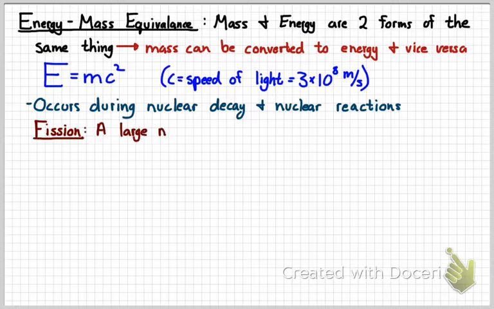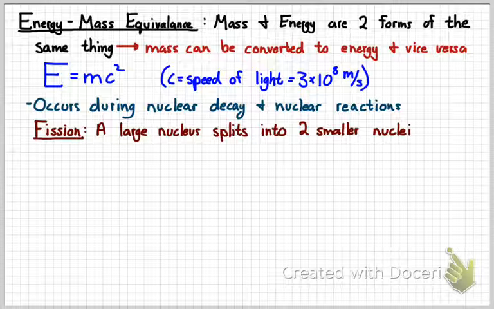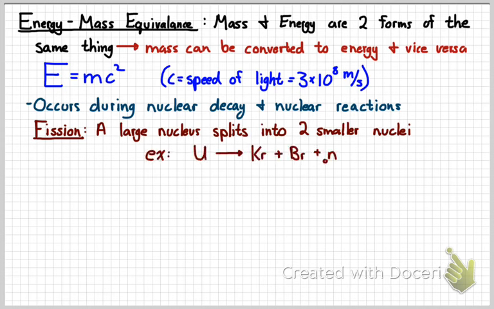There's 2 kinds of nuclear reactions we need to know. The first is a fission reaction. Fission sounds like fissure, which means to split apart. So in a fission reaction, a large nucleus splits into 2 smaller ones. An example would be uranium, which is a very heavy element, splitting into krypton, bromine, and a free neutron that perpetuates the chain reaction. If you drew a picture, it might look a little bit like that, the relative sizes of those nuclei.